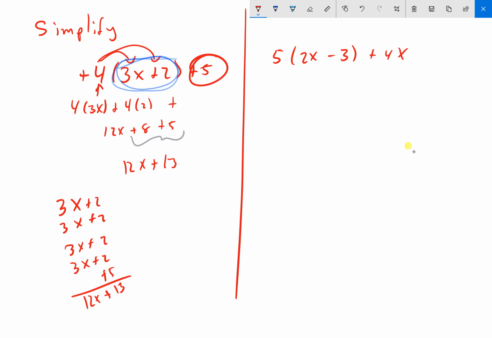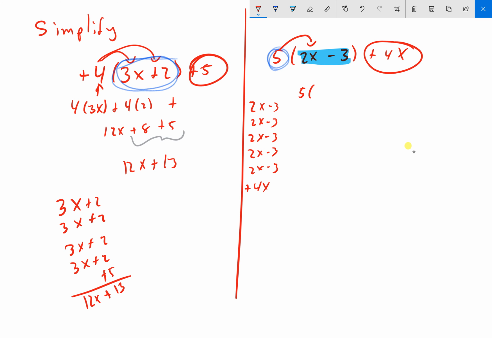Now once again, 5 times (2x minus 3) plus 4x. This is my group right here, and this is how many groups I have. So really I have 2x minus 3, and 2x minus 3, and 2x minus 3, and 2x minus 3, and 2x minus 3, and 4x. Now this is kind of obnoxious, so I don't do it. What I do is I say I have 5 groups of 2x, and 5 groups of negative 3, and I just have a 4x tagged along. So this is 10x plus a negative 15 plus 4x.